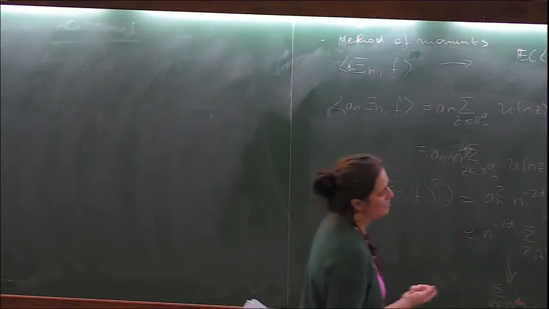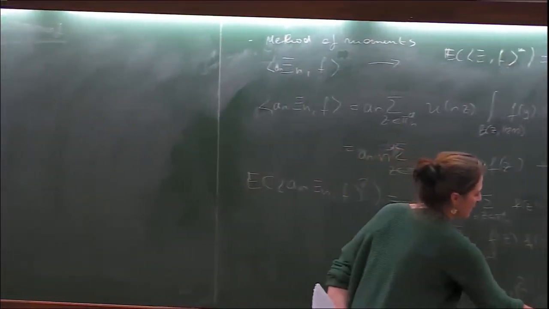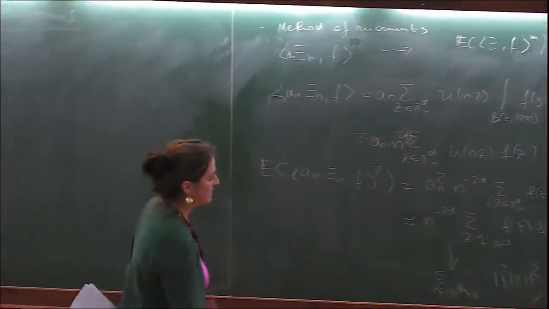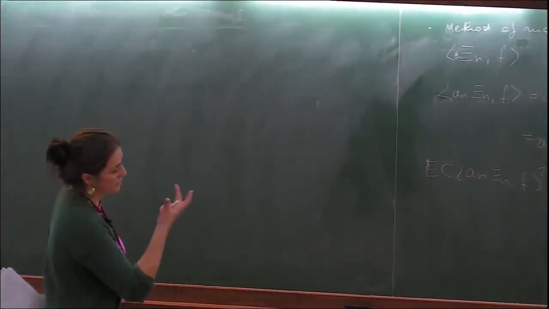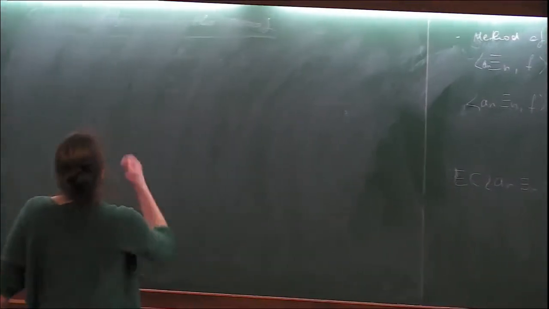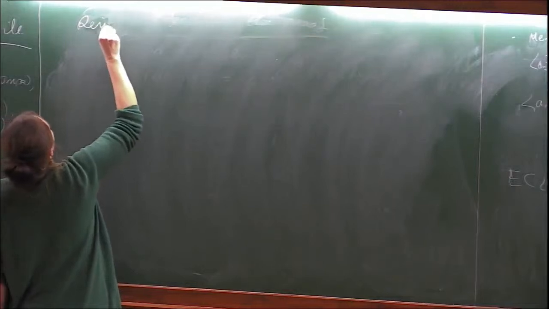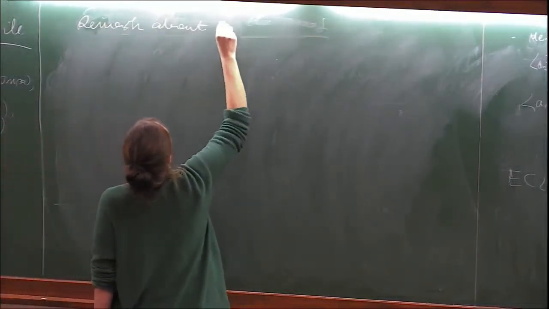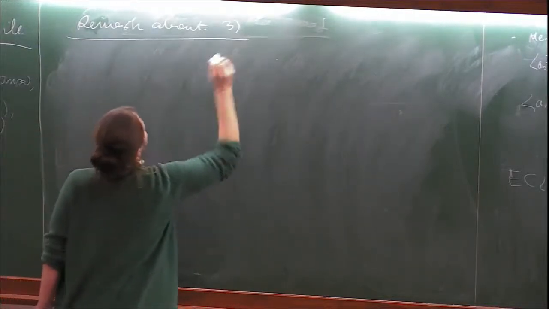So if you want to now produce a field which is smoother than the Laplacian, it means that I have to kill somehow or to add here a power of the norm of z. So imagine, we have just a remark about the third object.